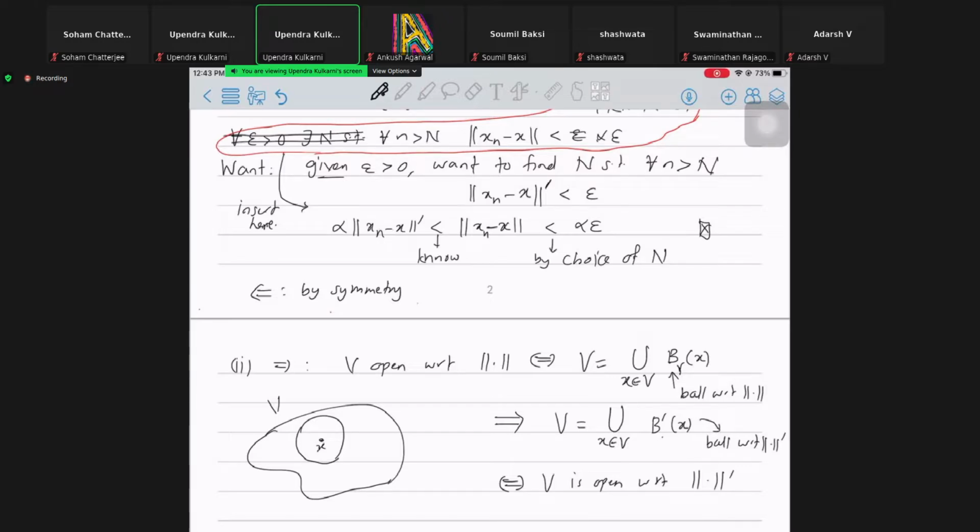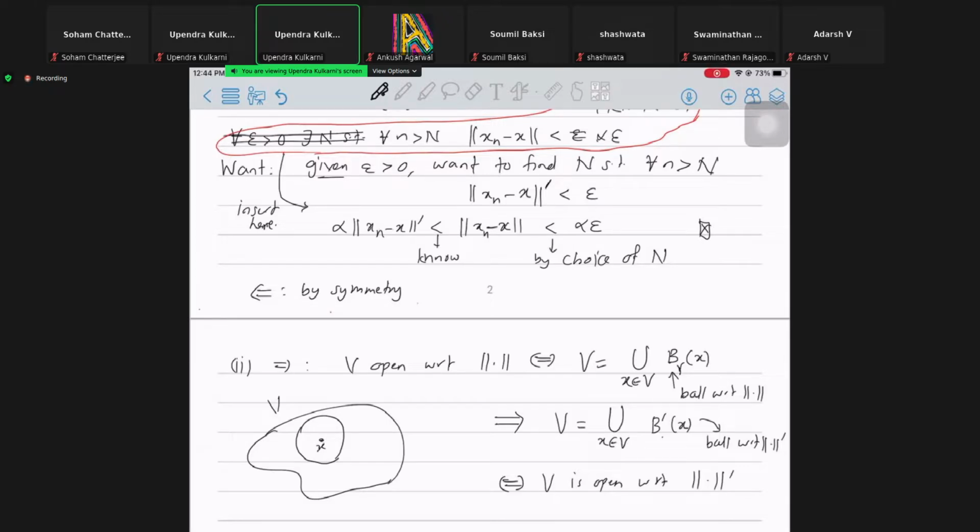See, in terms of the picture, what do I want? I have put this ball. This ball is with respect to the unprimed norm. What kind of ball should I find that will do the job, this B prime ball? Something that is contained in this or something that contains this? Contained in this. Something that is contained in here, right? So is there such a ball?